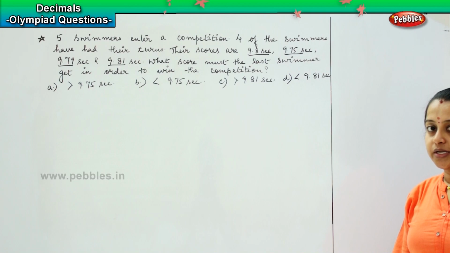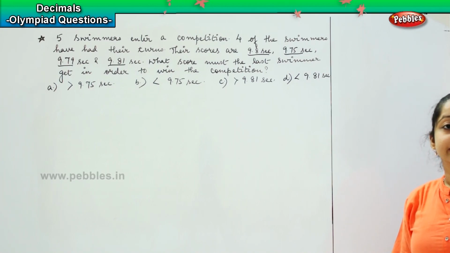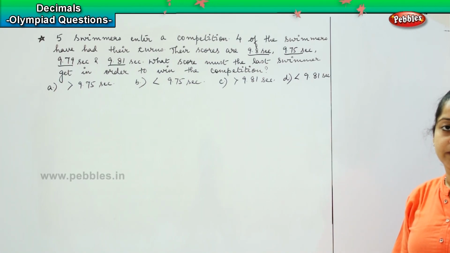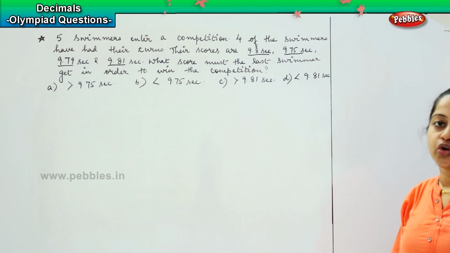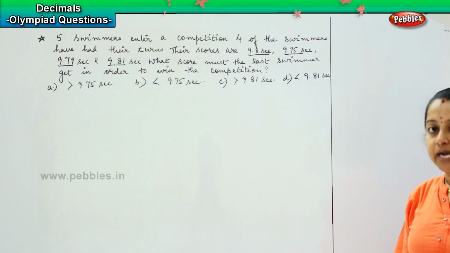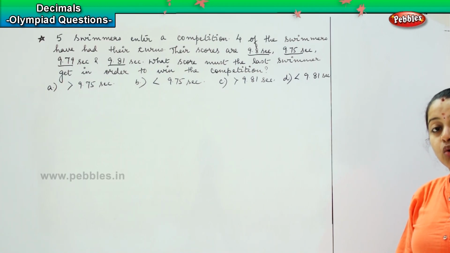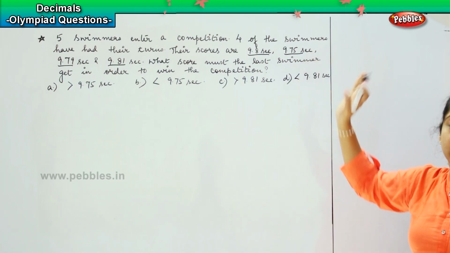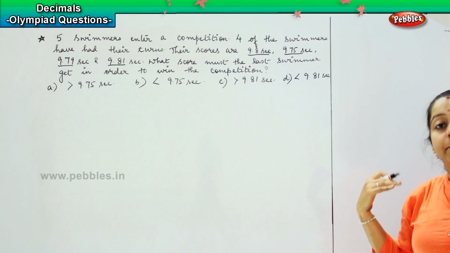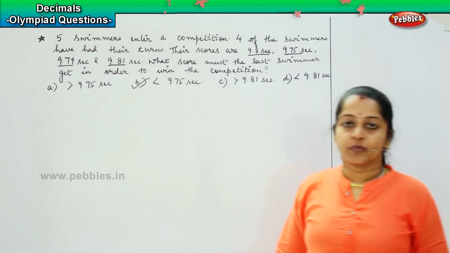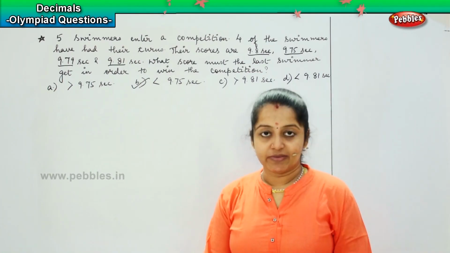So did you understand the question here? 9.81 is the maximum time that they have taken, and 9.75 is the minimum time. If you have to win the competition, you have to beat the minimum score, right? So the fifth swimmer should get a score lesser than the minimum score, 9.75. So option B is the right answer. Clear? Shall we move ahead?